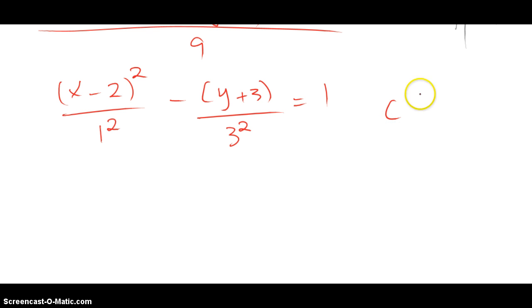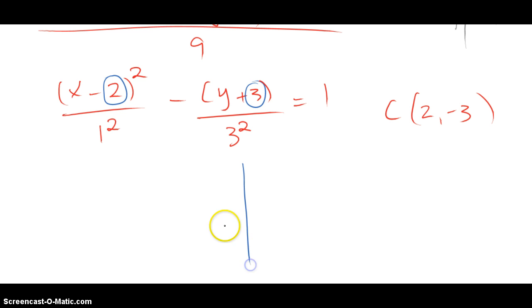So our center is going to be 2, negative 3. If you can't see why, those numbers come from here and here, and you just have to remember to opposite the signs.